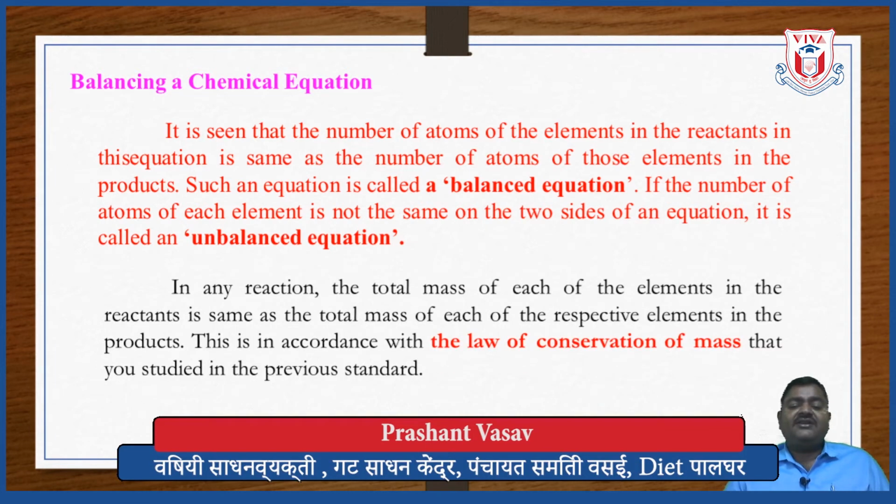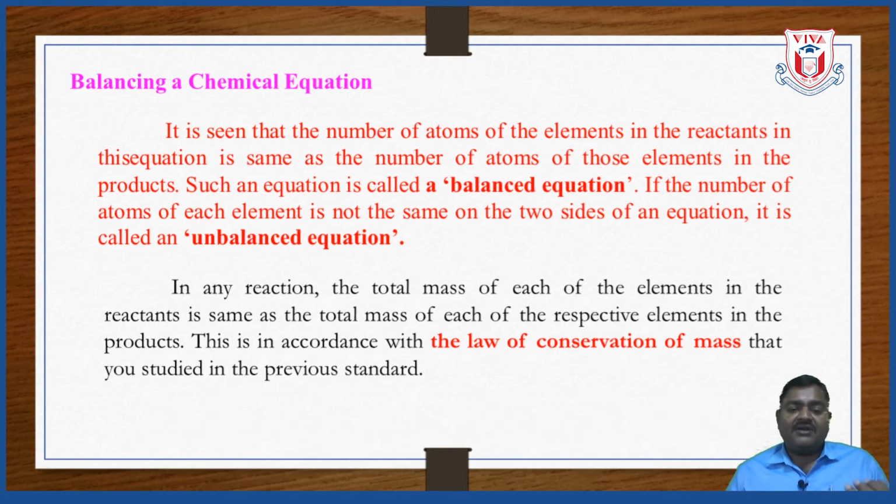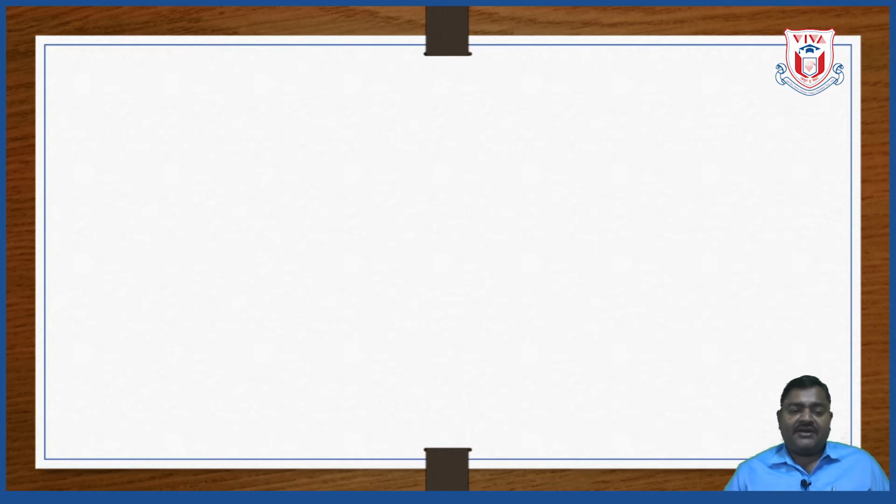In any reaction, the total mass of each of the elements in the reactant is the same as the total mass of the respective element in the product. म्हणजे रिॲक्टंटचं जे वजन आहे आणि प्रॉडक्टचं जे वजन आहे हे दोन्ही सेम राहतं, ते बदलत नाही. समजा 100 ग्रॅम रिॲक्टंटचं वजन असेल तर प्रॉडक्टचं वजनसुद्धा 100 ग्रॅमच राहतं, ते बदलणार नाही. This is because of the law of conservation of mass. हे तुम्ही बघितलेलं आहे, याच्यानुसार ते सेम राहतं.